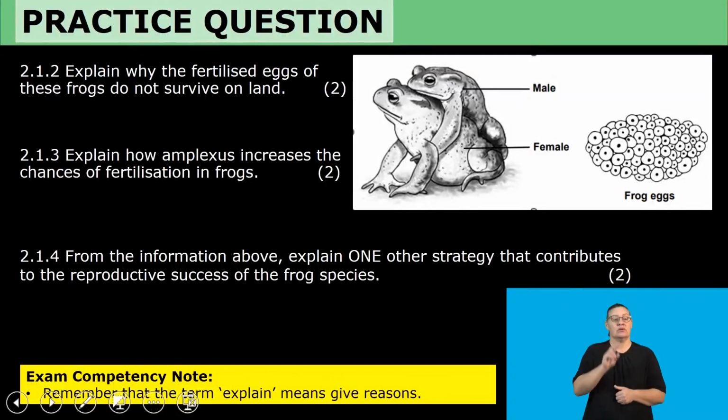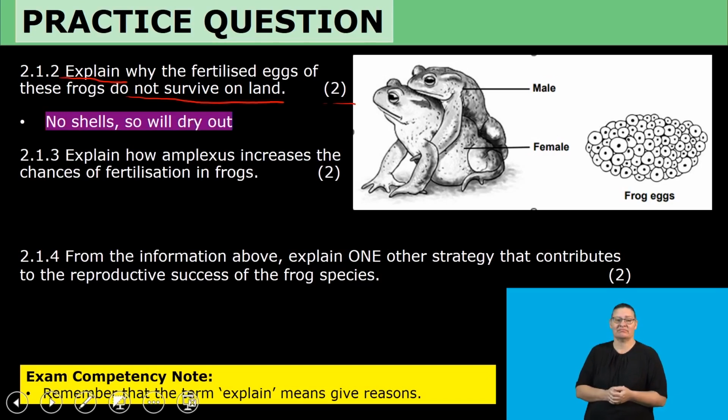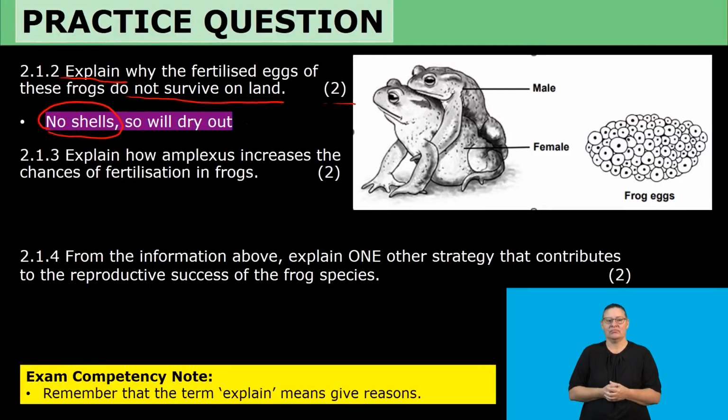Let us look now at question 2.1.2. Explain, this is explain now. For how many marks? 2 marks. Why do the fertilized eggs of these frogs not survive on land? They are laid in water. Why will they not survive on land? Somebody knows the answer already. Because they don't have a shell. Remember, they are covered by gel, so they don't have a shell, and they must be in water. Otherwise, what will happen? They will dry out. So can you see? You have identified, and then you have also explained for your 2 marks.